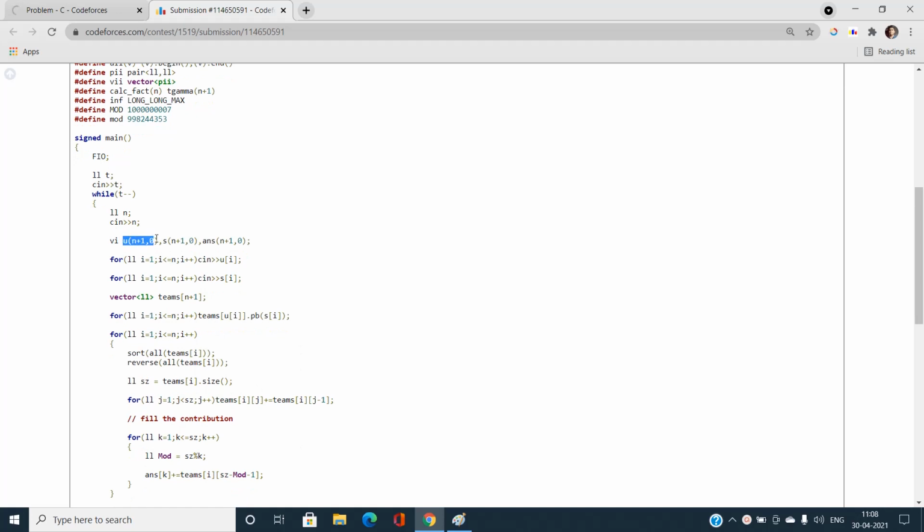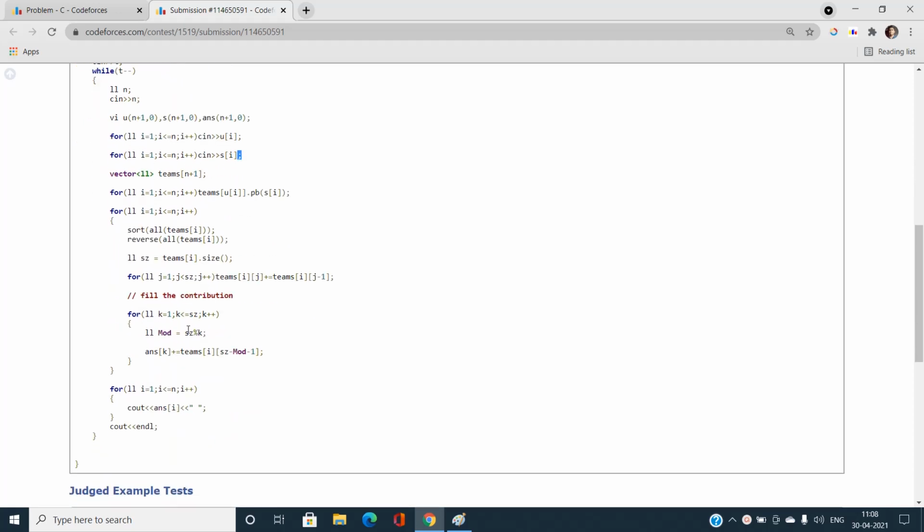Okay, so I have just taken the array of u's and this answer of n, which I will have to fill up for every value of k starting from 1 to n. Okay, you can see I have taken the values of ui and particular values of si for every student i, and there is a vector of vectors teams of n, which is going to be like an adjacency list. That is, for a particular university i, what are the programming skills of students enrolled in this university? Okay, so you can see for every i starting from 1, I have just pushed back the programming skills for those students who are enrolled in a particular university, that is teams of ui dot push_back s of i.